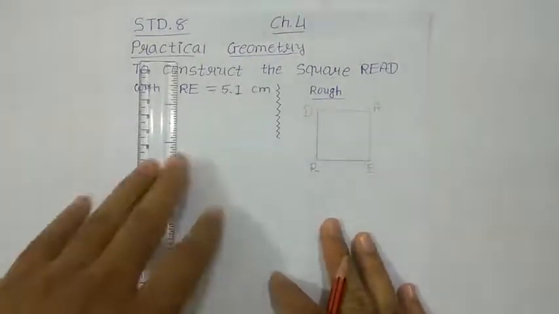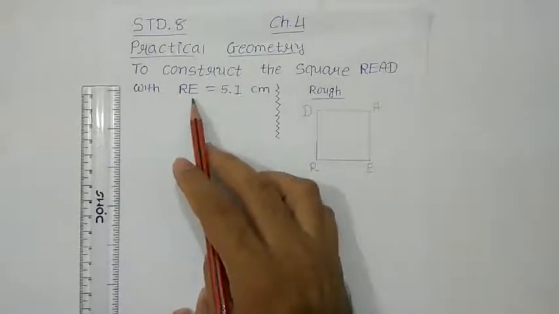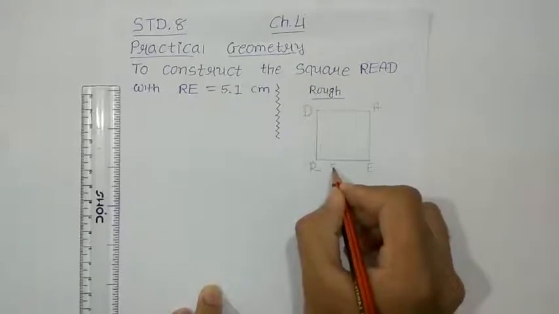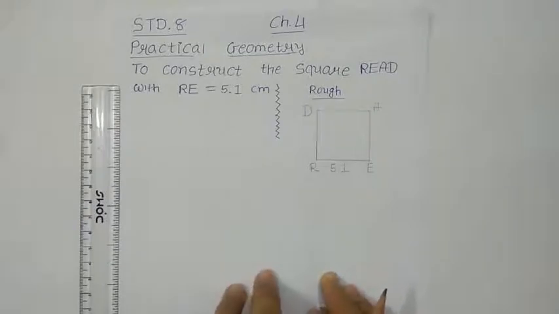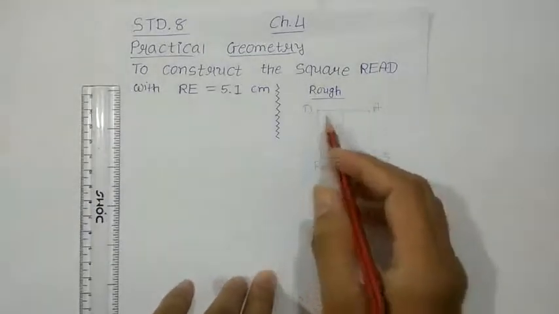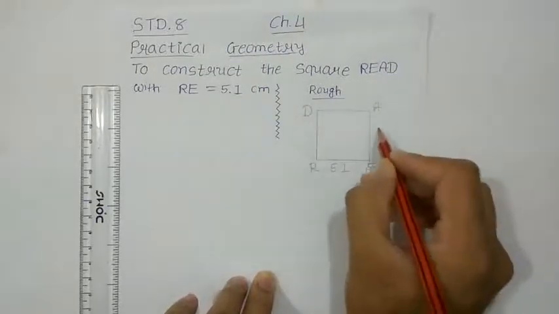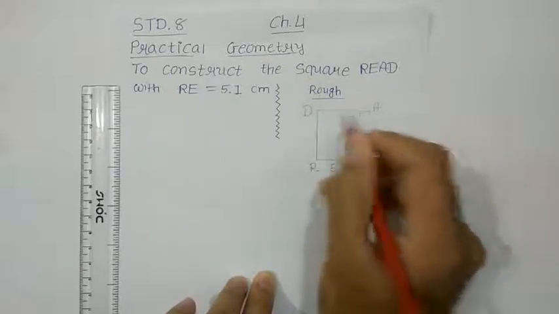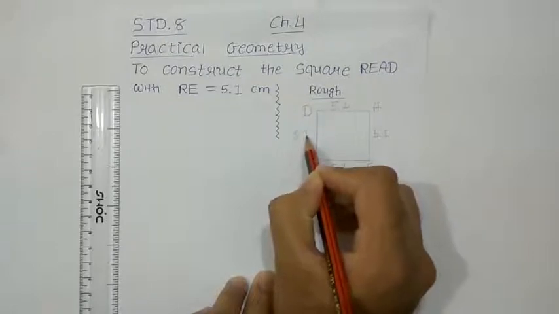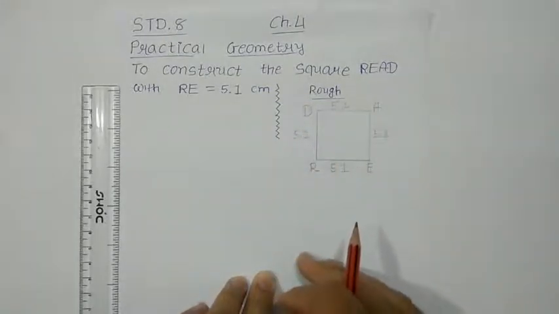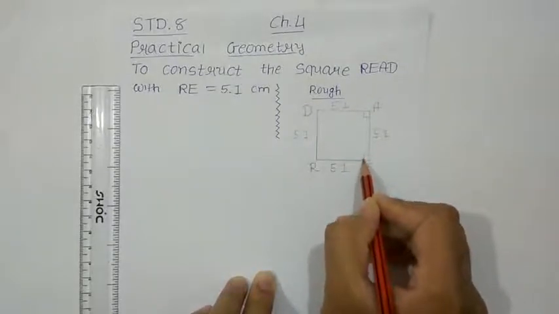Only one measurement is given. See, only RE is given, and RE is 5.1 centimeter. Now here we have only one measurement, but according to the property of the square, all the sides are of equal measurement, right? So this side is also 5.1 centimeter, this side is also 5.1 centimeter, and this side is also 5.1 centimeter, correct?